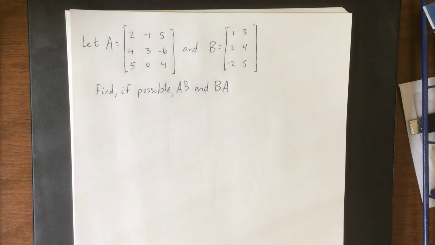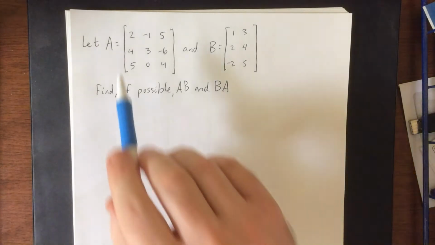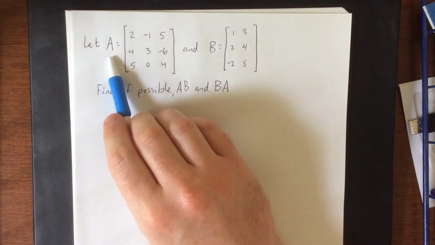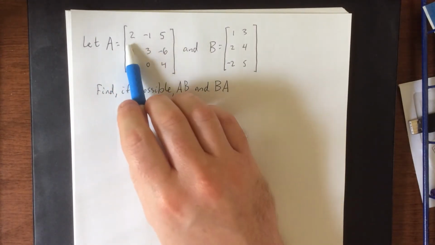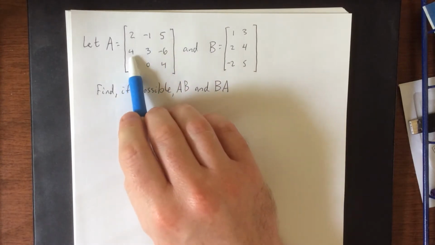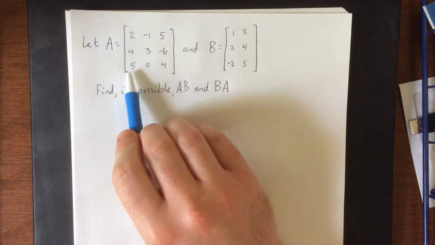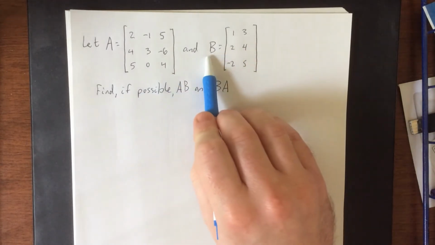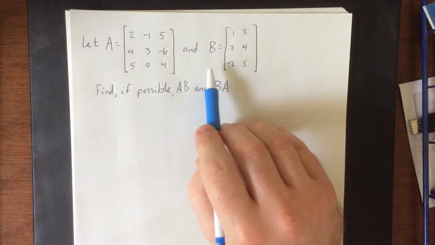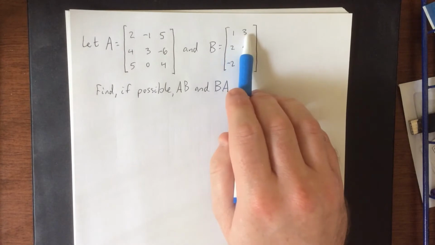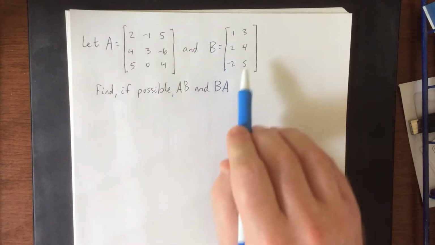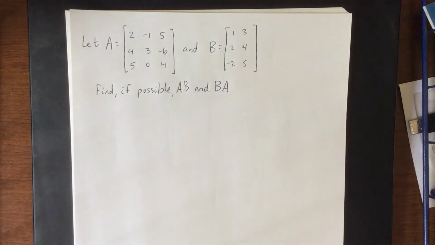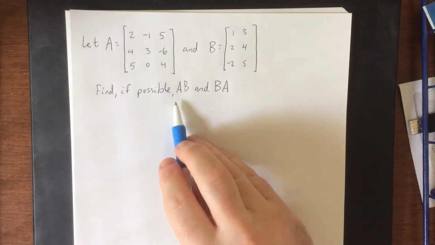In this example, we're going to take a look at a couple of possible matrix multiplications. So first thing we'll do is define two matrices. We'll start by defining the matrix A as the 3 by 3 matrix, first row, 2, -1, 5, second row, 4, 3, -6, third row, 5, 0, 4. B will be a 3 by 2 matrix, first row, 1, 3, second row, 2, 4, third row, -2, 5. So the first thing we're going to do is check to see if it's possible to calculate AB.